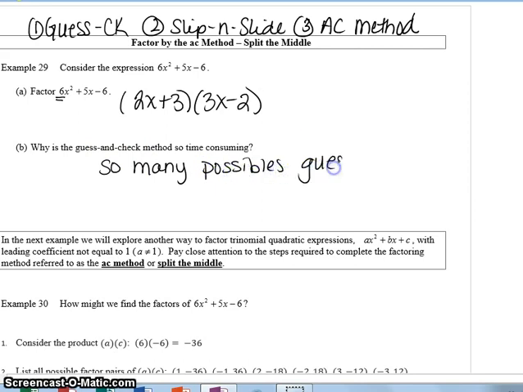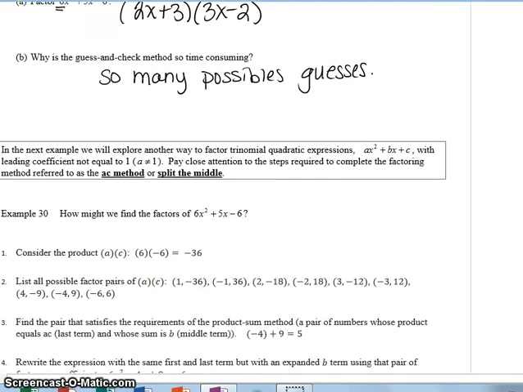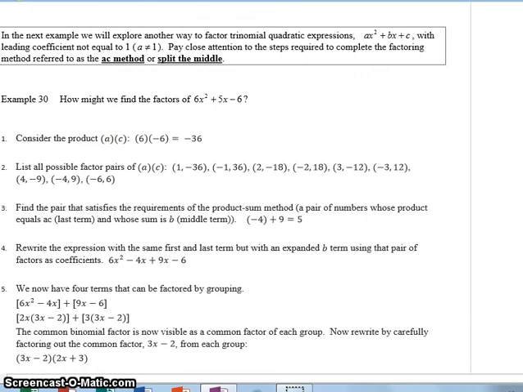That's why I have showed you slip and slide, but now I'm going to teach you the AC method. It says in the next couple examples, we will explore another way to factor trinomial quadratic expressions with a leading coefficient that's not 1. So guys, you know that you're going to be doing this slip and slide or AC split the middle when the leading coefficient is greater than 1 and nothing can be factored out. I'm going to stop right here because the time on the video is going to run out, so I'll continue in part 2.